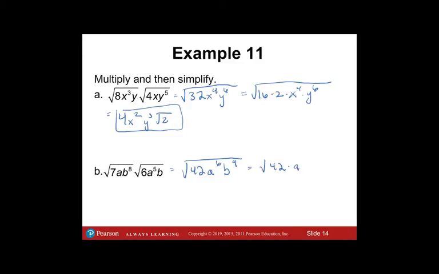A to the 6. We want to change that b to the 9 to b to the 8 times b. Okay. So then ultimately, a to the 6 becomes a cubed. B to the 8 becomes b to the 4. And then we're left with this 42b inside the radical.